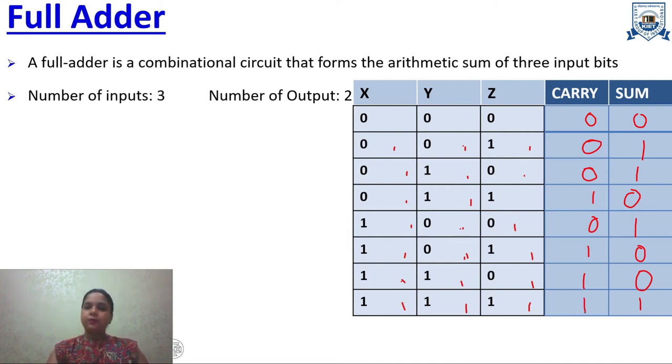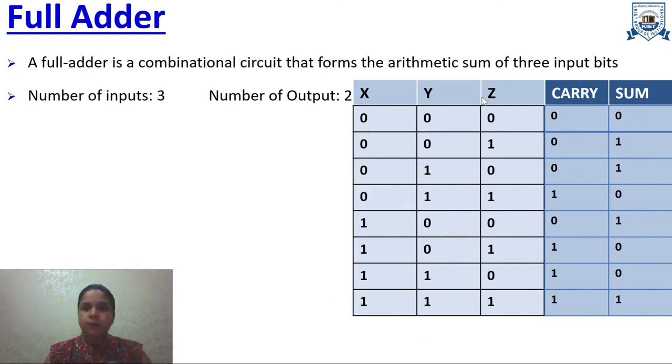Let's see the table. You can tally the inputs and outputs. Let me clear this annotation. Now with the help of this truth table, we can design the Boolean expressions. Now you must know the Boolean expressions are evaluated across these ones.